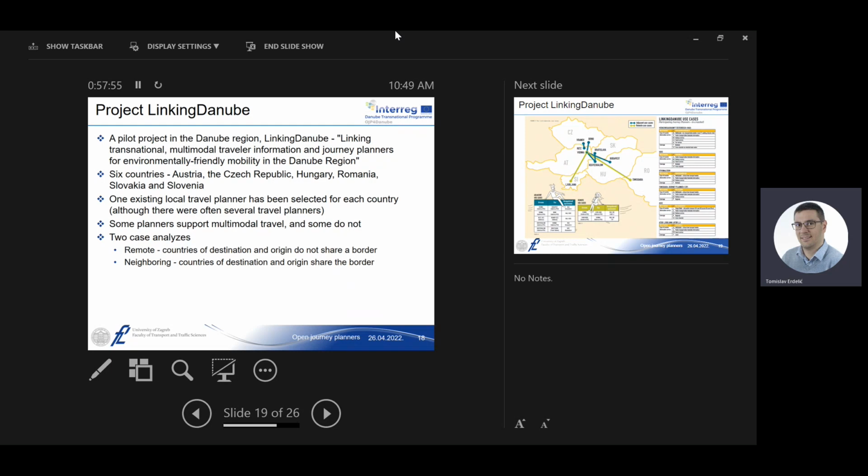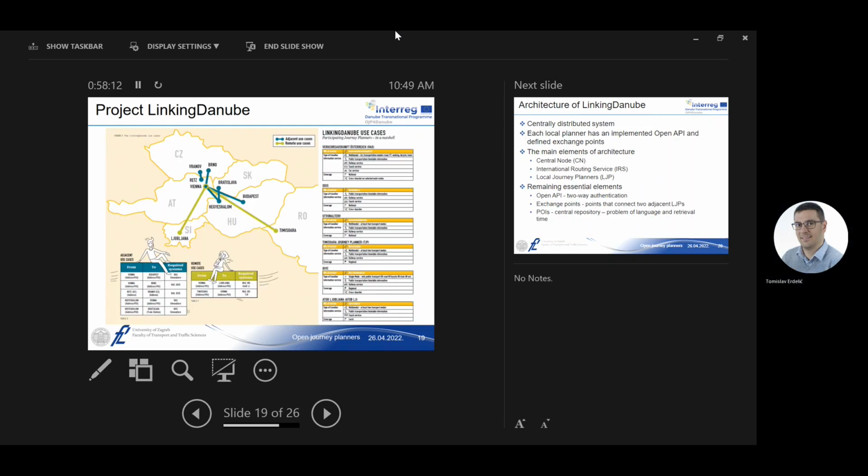So the neighboring ones are this one: from Vienna to Budapest, from Vienna to Brno, and so on. It's bad resolution, so I don't know how to spell the next one. Then to Vienna and so on. The blue lines are the neighboring, and the green ones are from Vienna to Ljubljana and from Timisoara to Vienna. You probably know where Timisoara is. It's down in Romania. Okay. These are the remote ones.